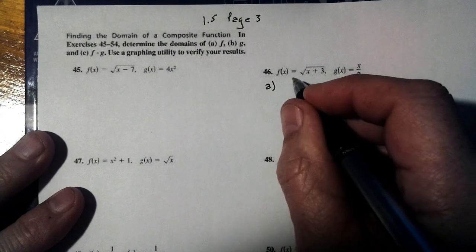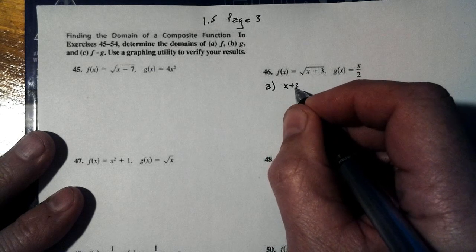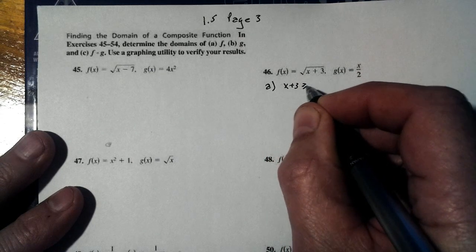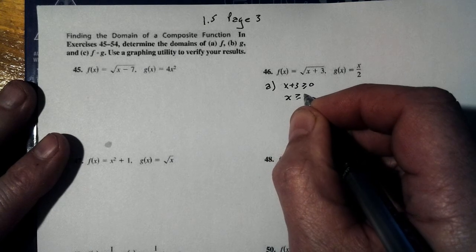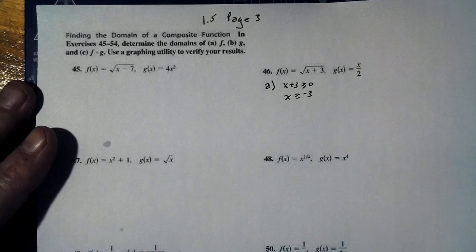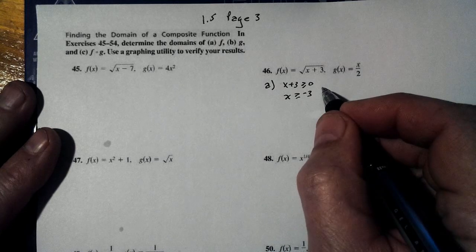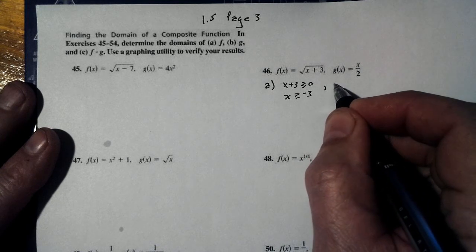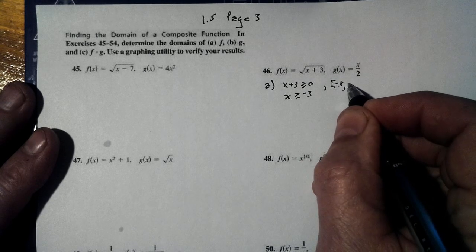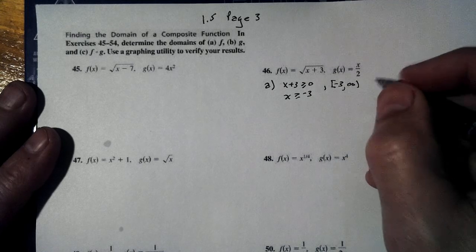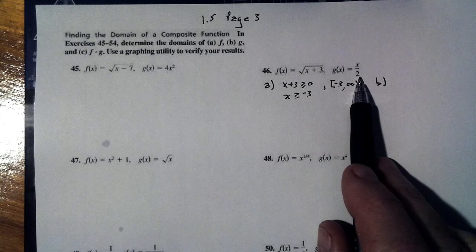Well, for A, I know that square roots present problems. So x plus 3 better be at least 0. So x has to be greater than or equal to -3, which is perfectly fine for the domain. If we're doing that in interval notation, we'll go ahead and say the domain is -3, and that's okay, to infinity. For B, the domain of G, hey, x can be anything here.